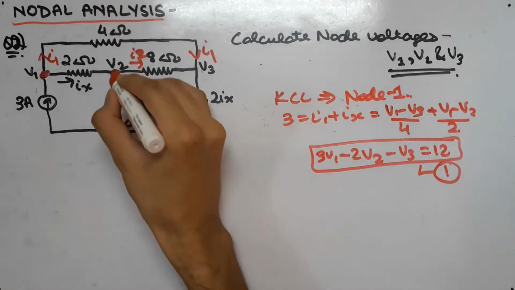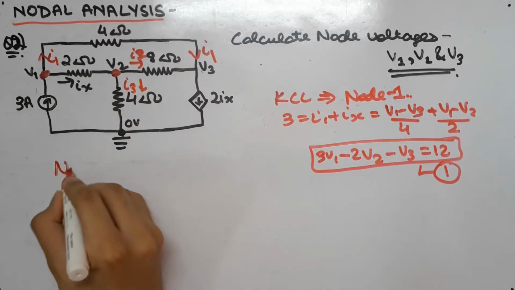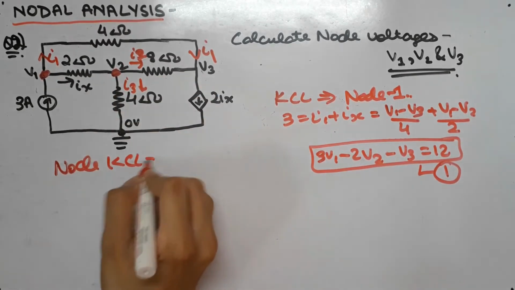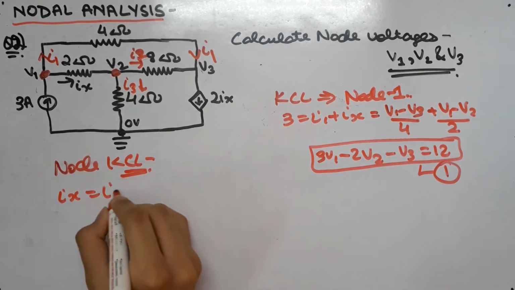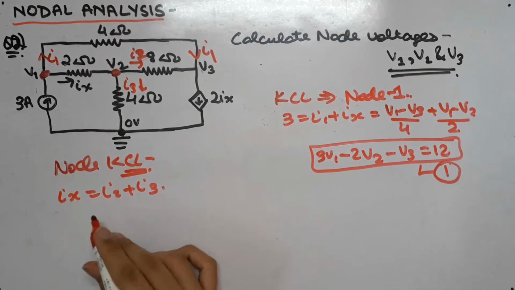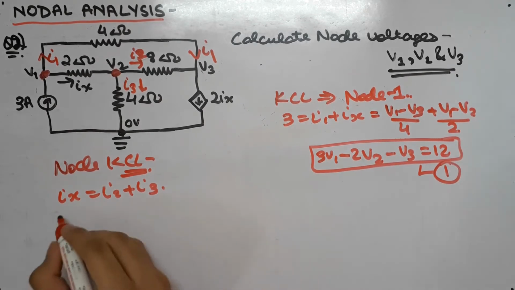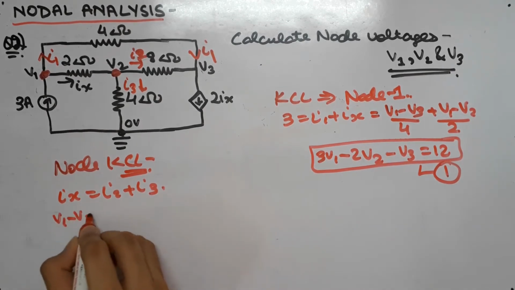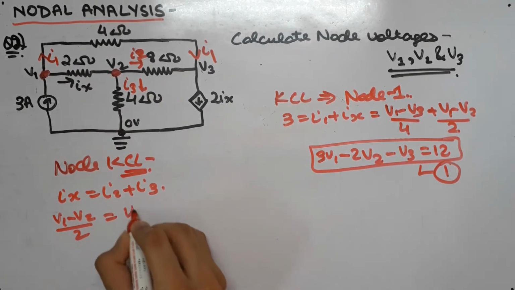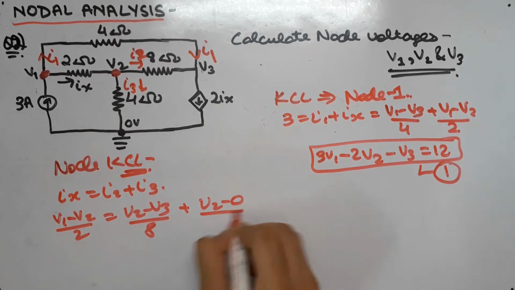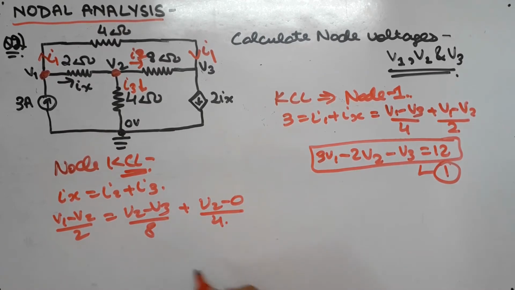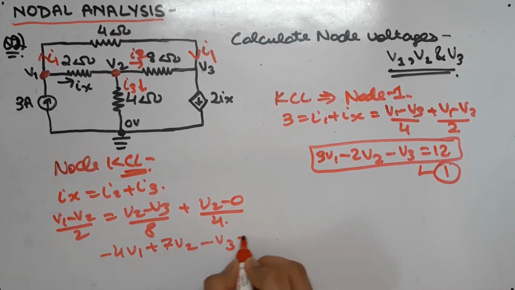Now similarly at node 2 we are going to apply KCL. From there we will get the equation as Ix is equal to I2 plus I3. Now we will write this in the form of V by R. That is, Ix will be written as (V1 minus V2) by 2 is equal to (V2 minus V3) by 8 plus (V2 minus 0) by 4. Now on rearranging this, you will get minus 4V1 plus 7V2 minus V3 is equal to 0.